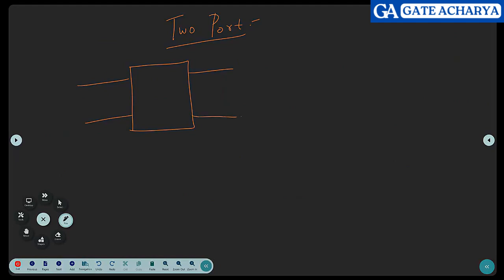What is the basis of a two-port network? Two-port network. What is the basis of it? Why do we study it? The basis of this two-port network or any multi-port network is, how do we put it? Where do we apply it? Say you have designed a component and that component needs to be characterized.